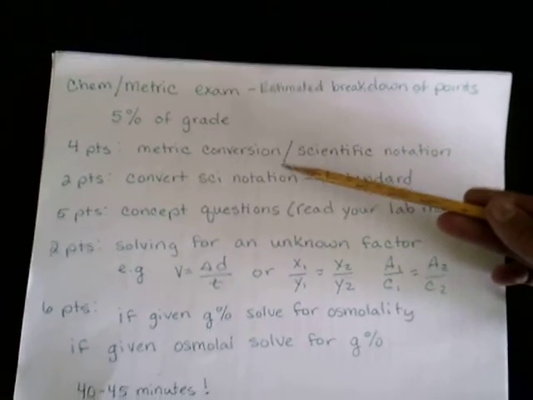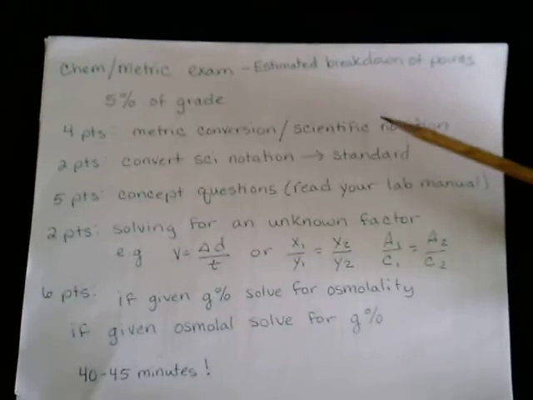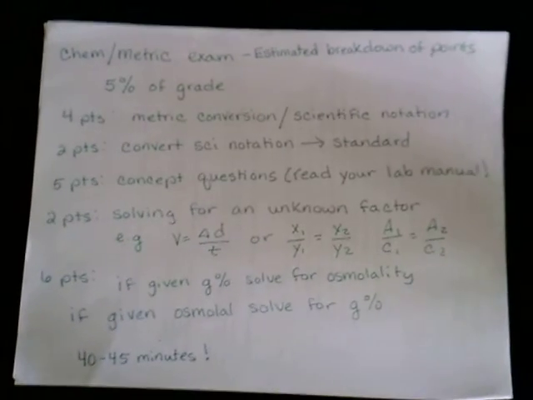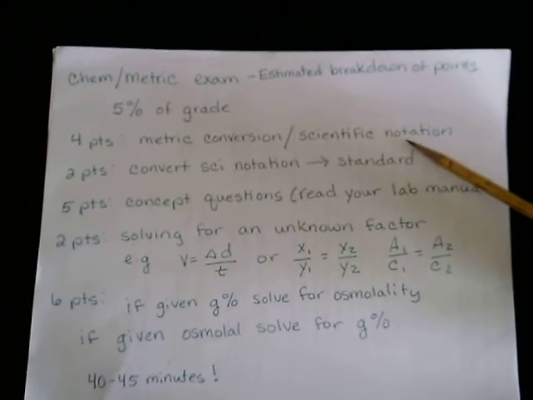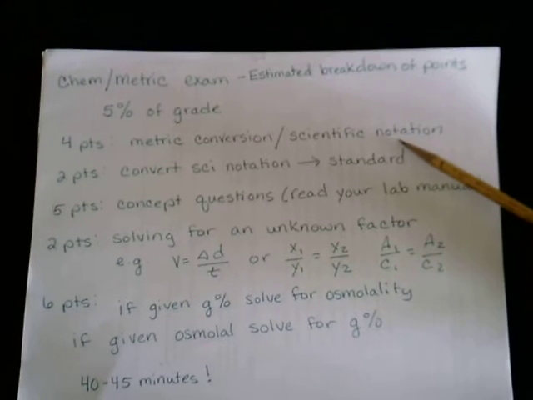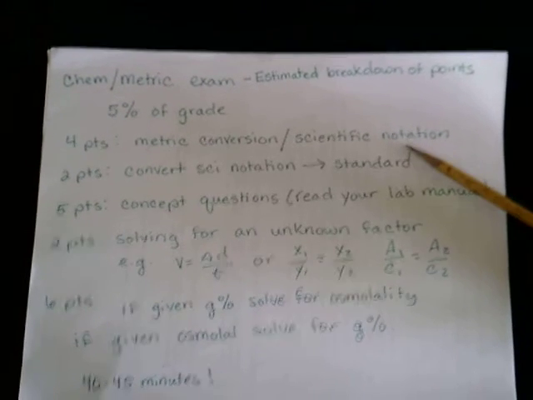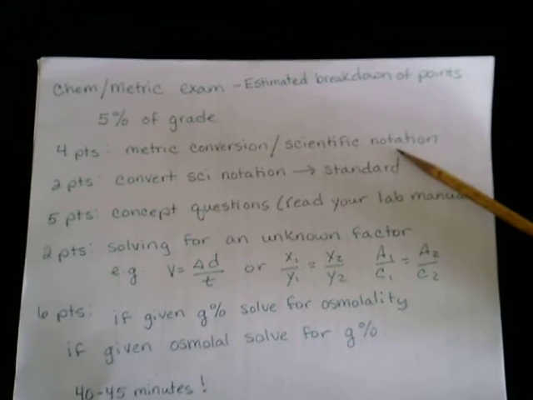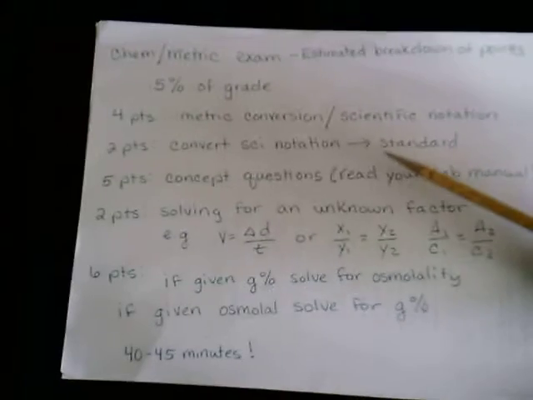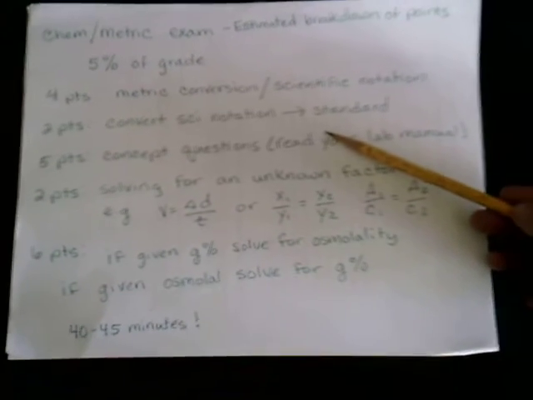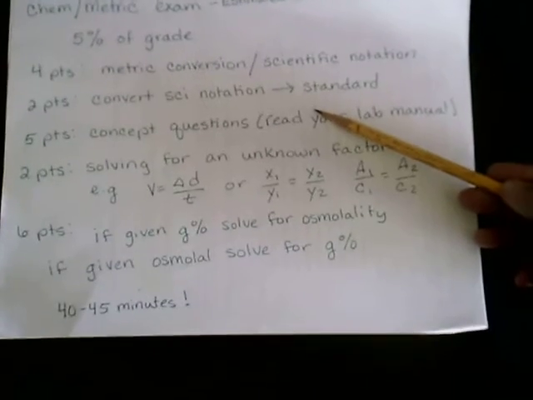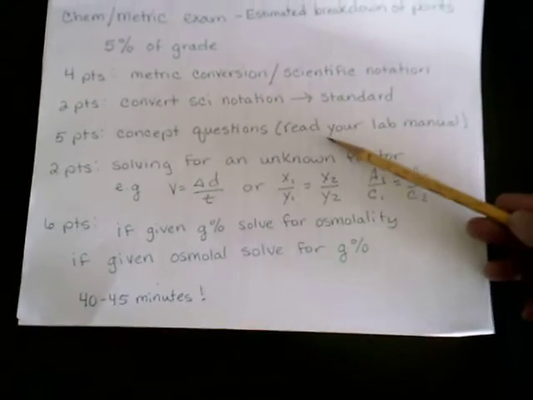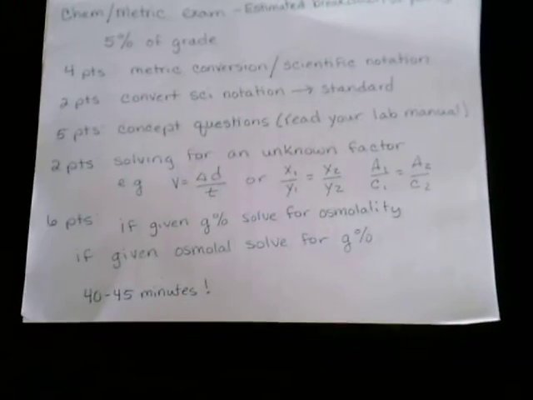Roughly speaking, there will be 4 points that are going to involve the metric conversions that we covered in class as a review. And please understand that the answers that you get will be converted into scientific notation. All of this will be part of the multiple choice Scantron section. Continuing on with the Scantron multiple choice section will be 2 problems where you convert from scientific notation to standard notation. Next, there will be about 5 concept questions.